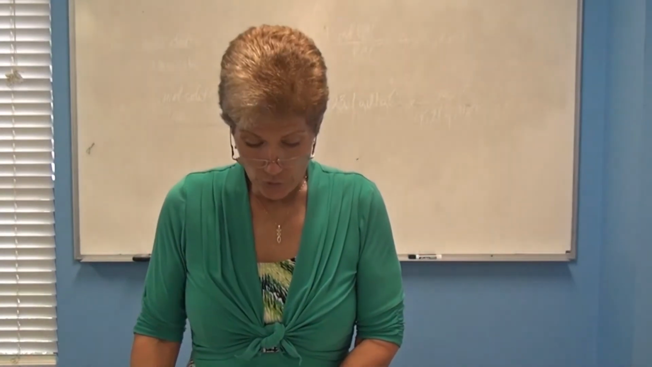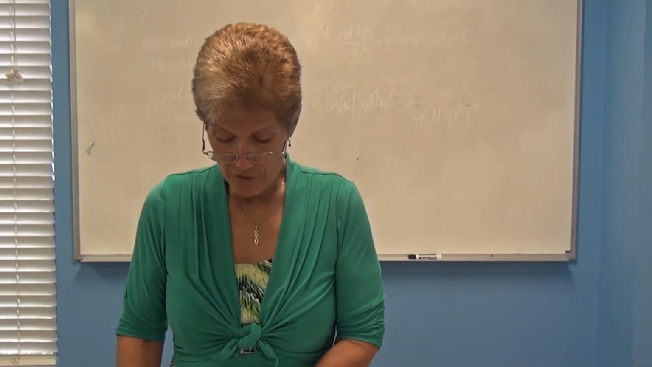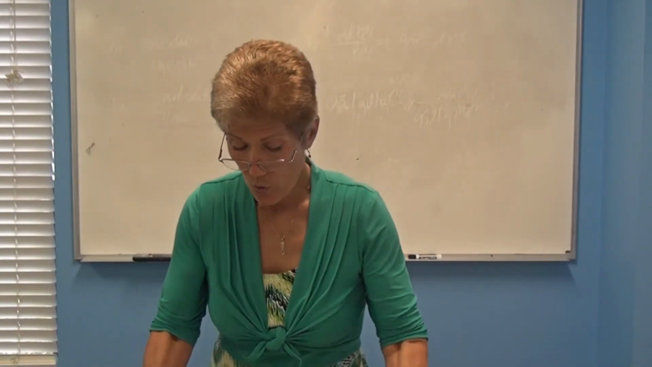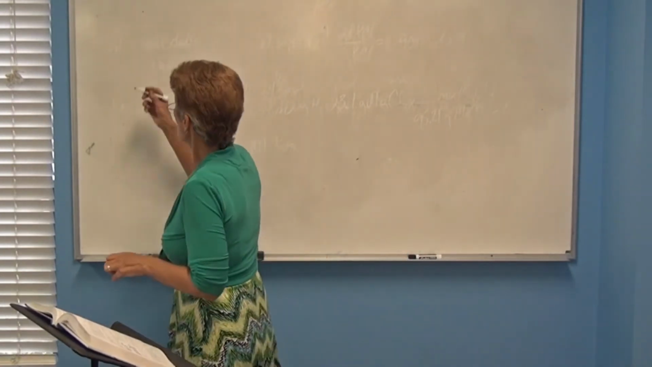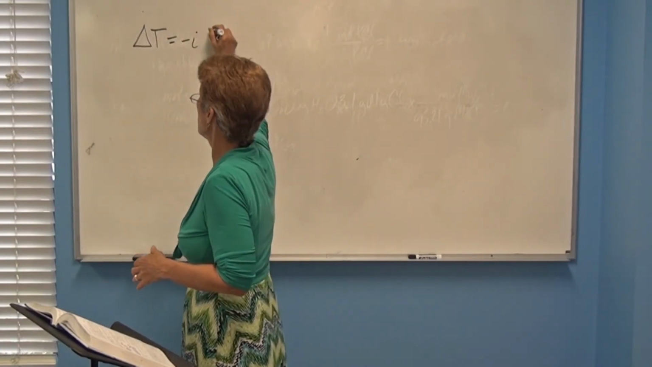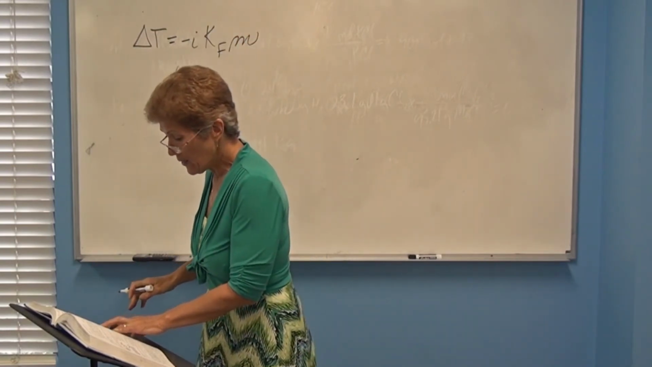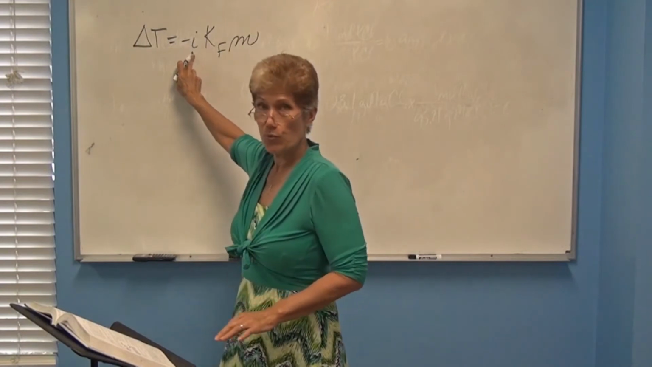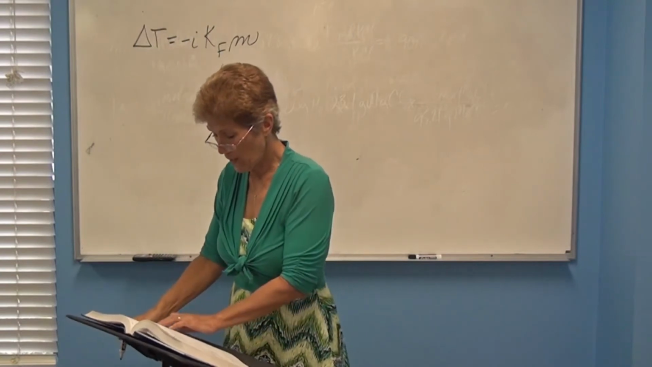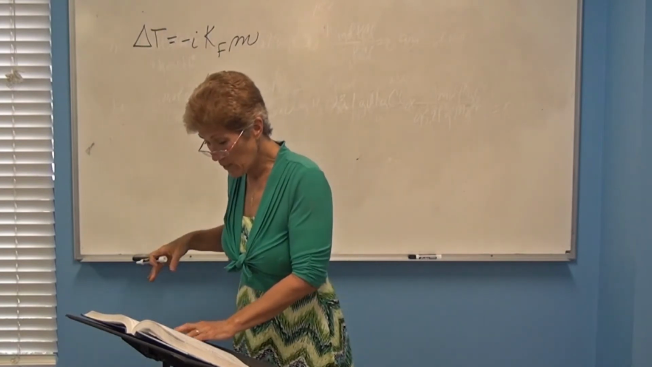Number 19, solutions are made from water in the following solutes. If the molalities of the solutions are all the same, which will have the lowest freezing point? Well, here we are actually using the freezing point depression, change in temperature equals negative i Kf molality. And so i is what you're playing with here. So look at these and determine which one has the highest i, because whichever one has the highest i, or is made up of the most ions, will depress the freezing point the most.